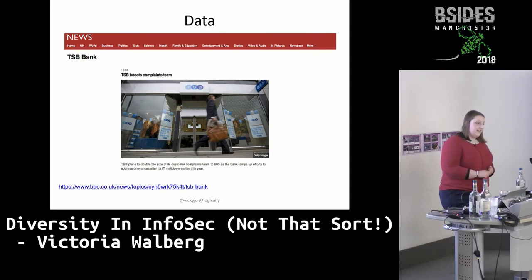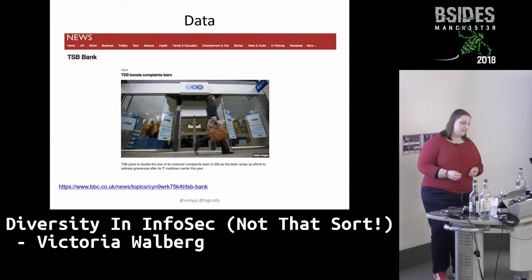And earlier today, they're having to double their customer complaints team just to deal with the fallout of that IT failure. So, in short, all the technical controls to help mitigate risk to data and that are there to support the business. So, confidentiality, integrity, availability, or to serve regulatory aims.